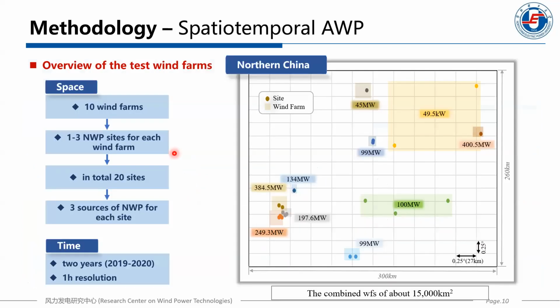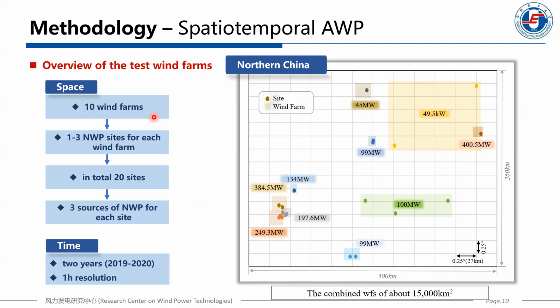And then we tested this result in the northern part of China. There are 10 wind farms in total, spread like this. The range of this region is about 300 kilometers by 300 kilometers. For each wind farm there are one, two, or three NWP sites, depending on how large the wind farm is.